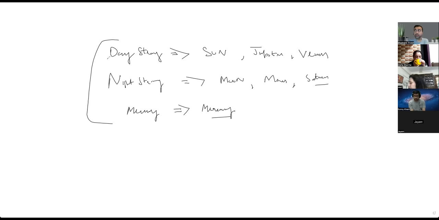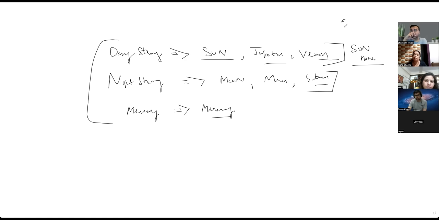So what is the rule? Now you understand. Look at your Sun, Jupiter and Venus in your horoscope. If the day strong chart planets are in the Sun Hora in the D2 chart, then they are considered good. And if Moon, Mars and Saturn are in the night Hora, which one will it be? Moon.